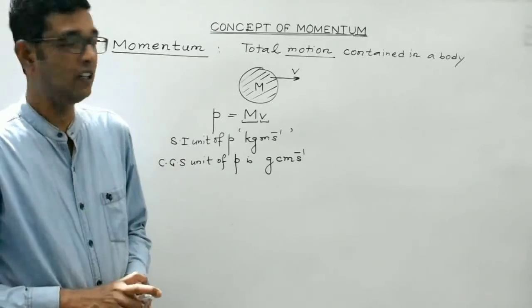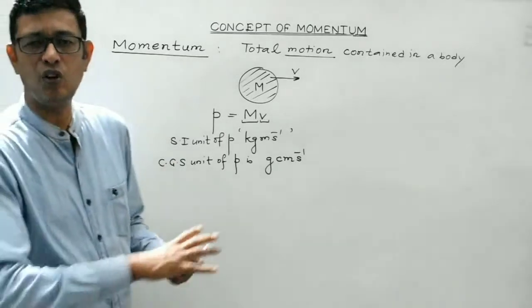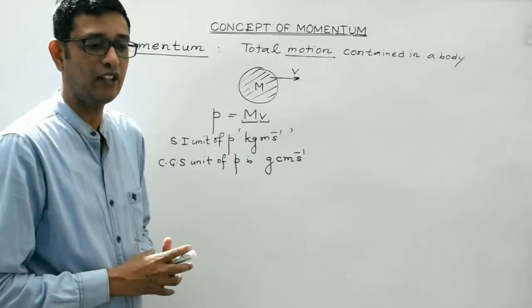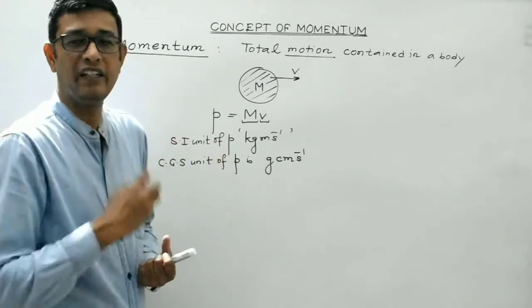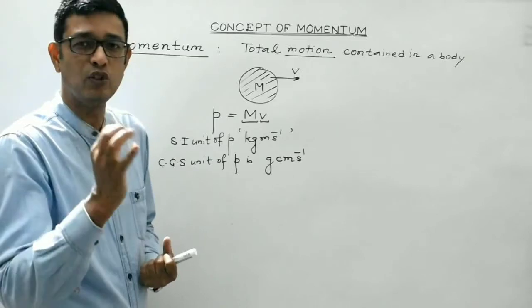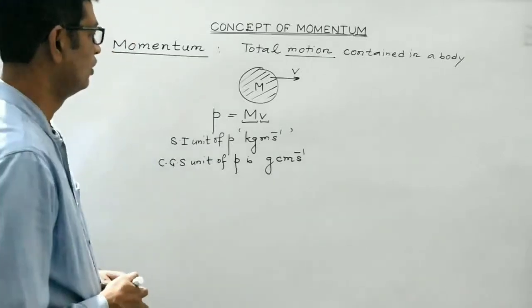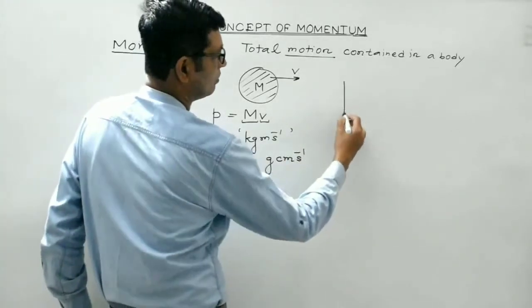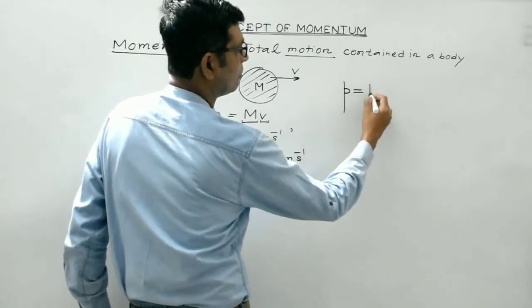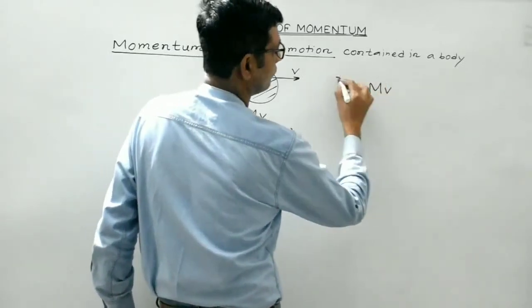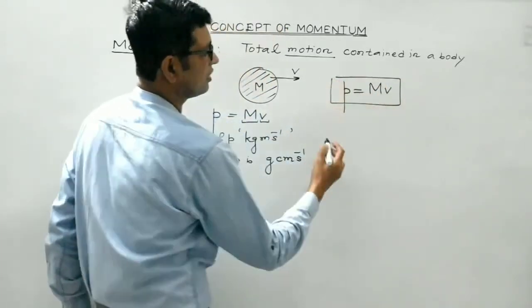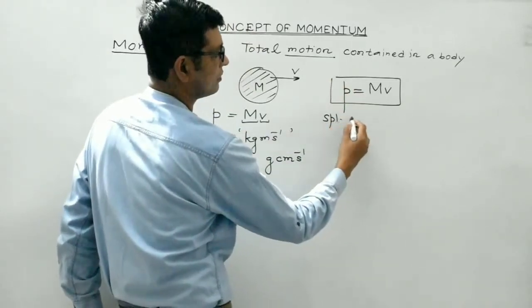Clear students? Now we will discuss all the various possibilities in detail, every minute thing. So this is the actual formula: momentum is given by mass multiplied by velocity. So let's discuss all the cases.